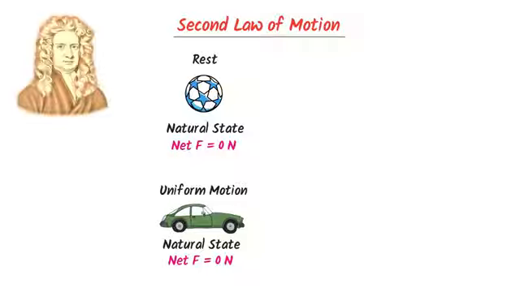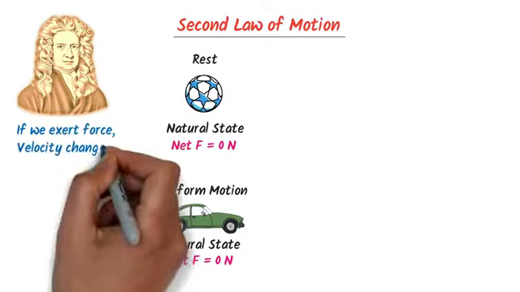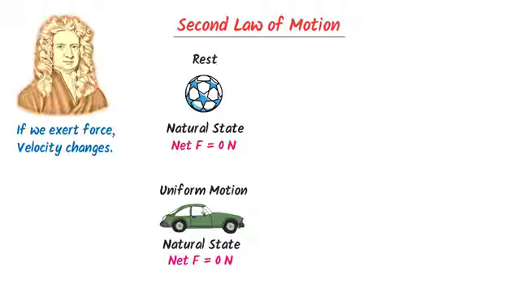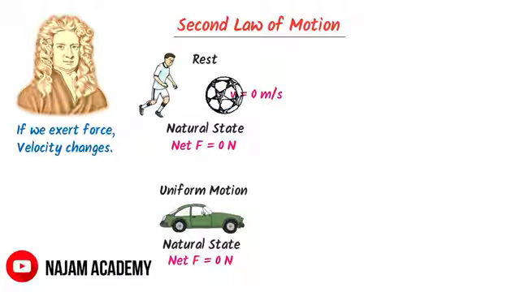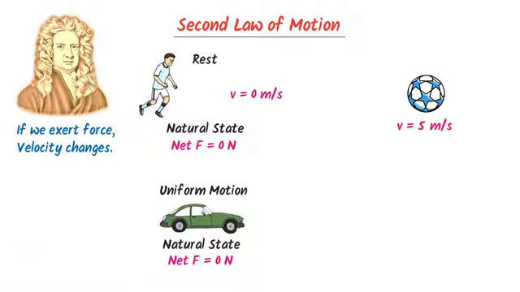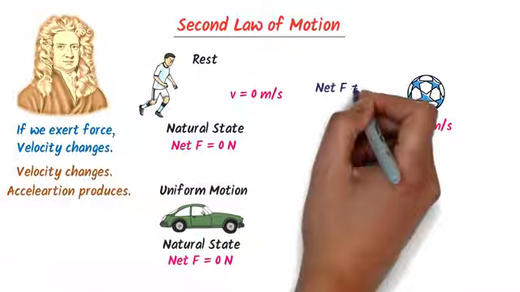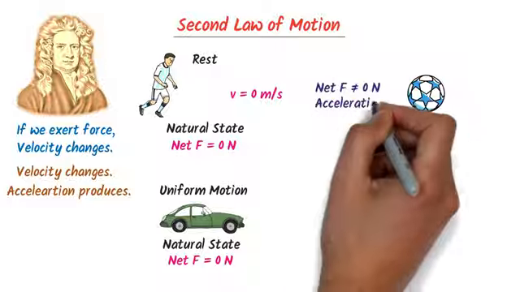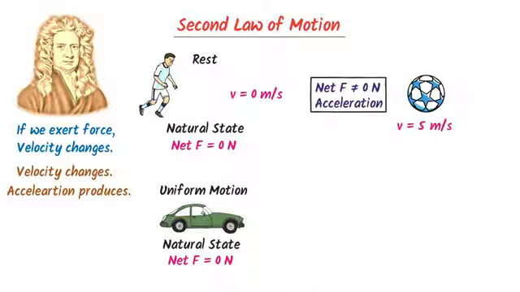Now Newton Baba states that if we exert force on this stationary ball, the force will change its velocity. For example, initially the velocity of the ball was 0. After exerting some force on it, let its velocity change to 5 meters per second. We know that when velocity changes, acceleration is produced. So indirectly, Newton Baba states that when net force is not equal to 0, it produces acceleration. Let me repeat it: when net force is not equal to 0, it produces acceleration.